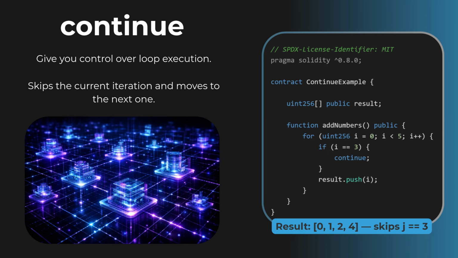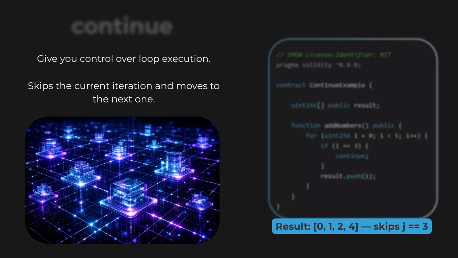The continue statement skips the current iteration and moves directly to the next one. When continue is executed, the remaining code in the loop body is ignored for that iteration. In this example, the number 3 is skipped, so the resulting array contains 0, 1, 2, and 4.